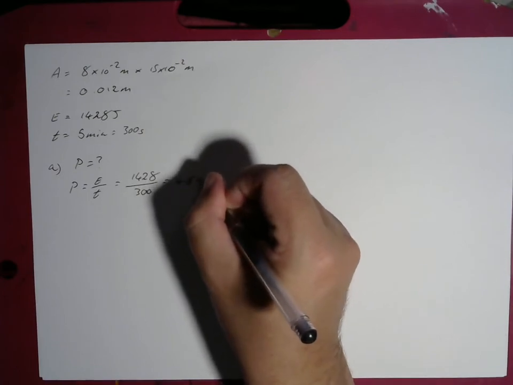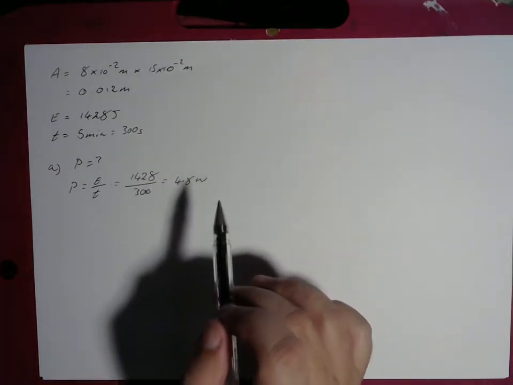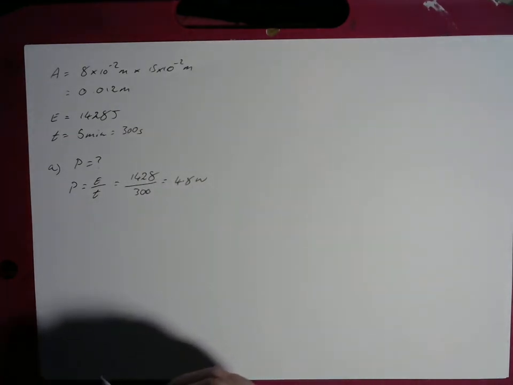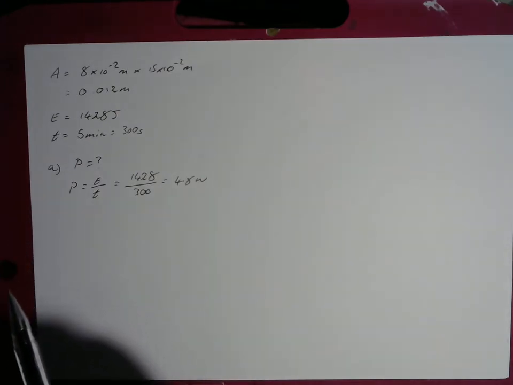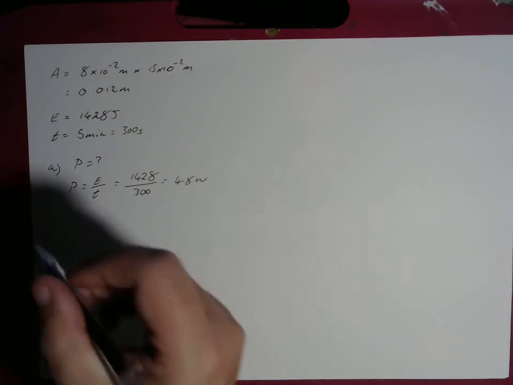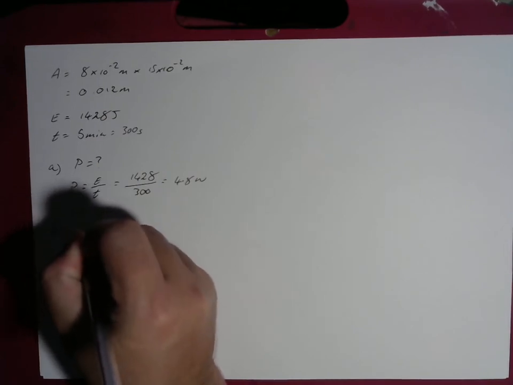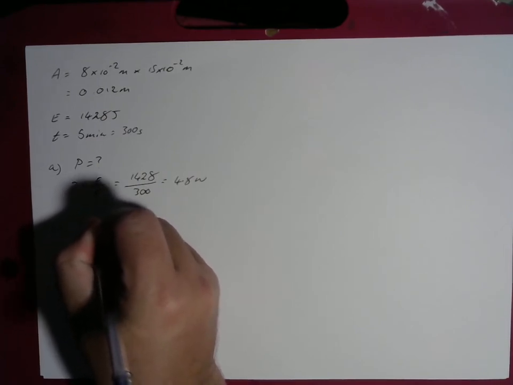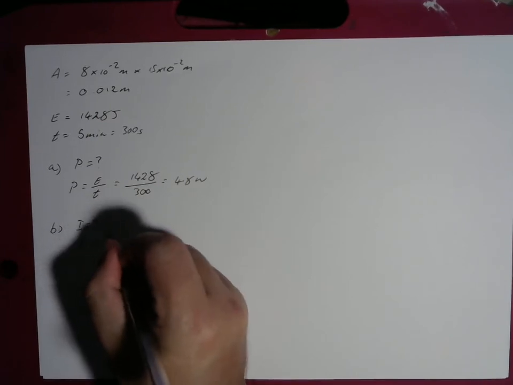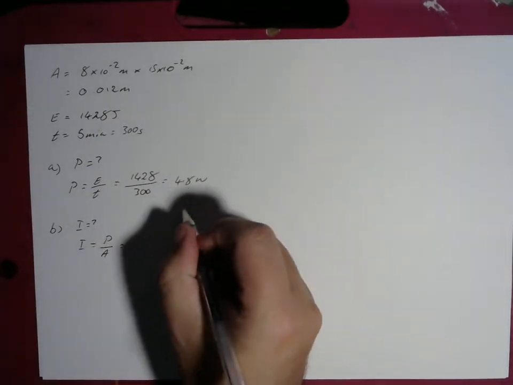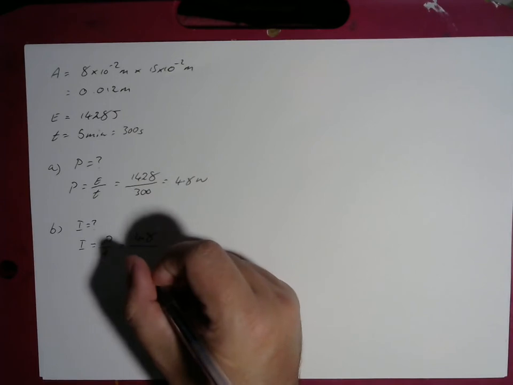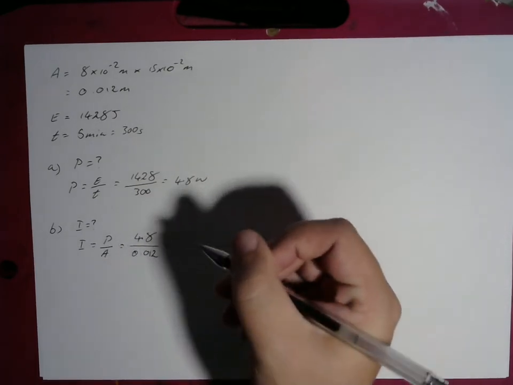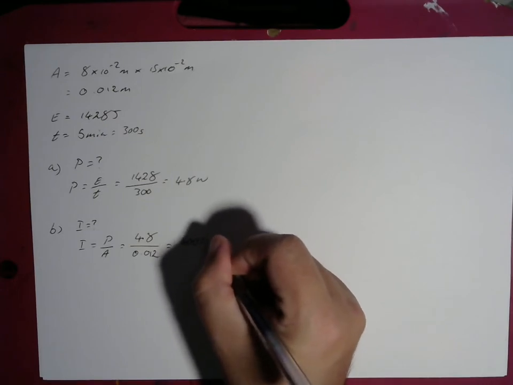Let's see, 3 into 15 would be 5, so that seems reasonable. It has been rounded off to 2 sig figs, because all our numbers, we're told it's 8.0 centimeters, and we're told it's 5.0 minutes. So yeah, 2 sig figs. Now part B is after what is the intensity. We know that intensity equals power divided by area. We know power, we just worked it out before, 4.8, and we know that our area is 0.012, which should give us 400 watts per meter squared.